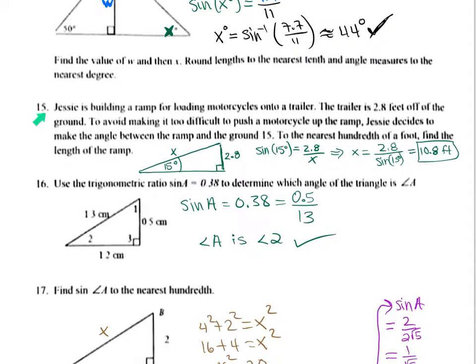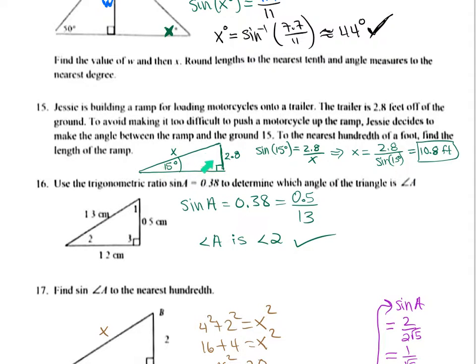All right, here's number 15. It says Jesse is building a ramp for loading motorcycles onto a trailer. The trailer is 2.8 feet off the ground. To avoid making it too difficult to push a motorcycle up the ramp, Jesse decides to make the angle between the ramp and the ground 15 degrees. To the nearest hundredth of a foot, find the length of the ramp.